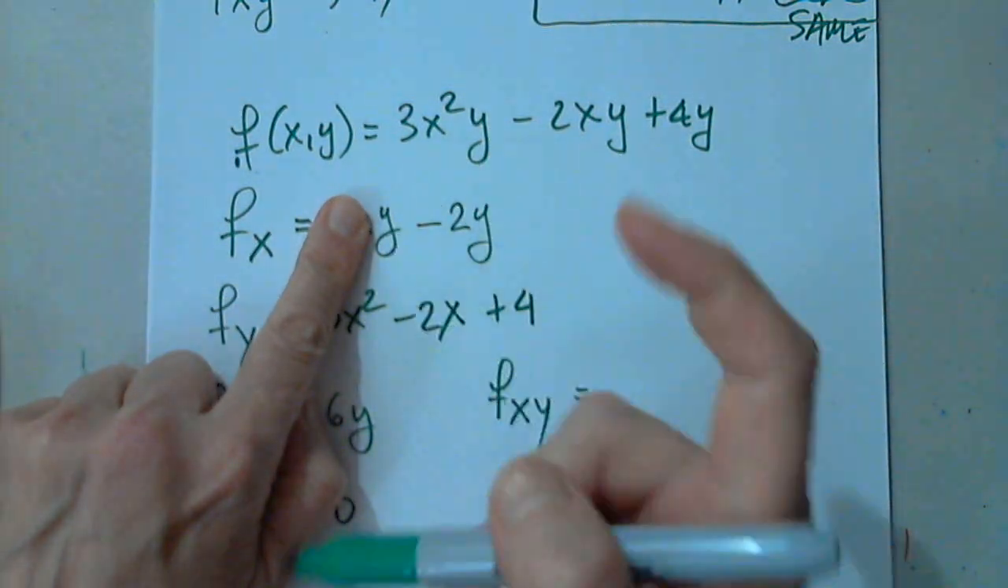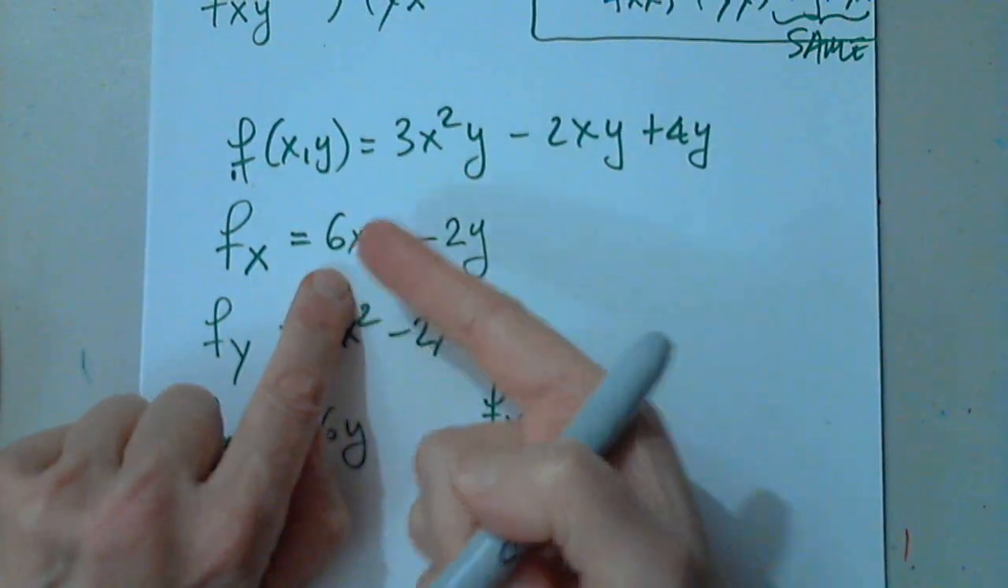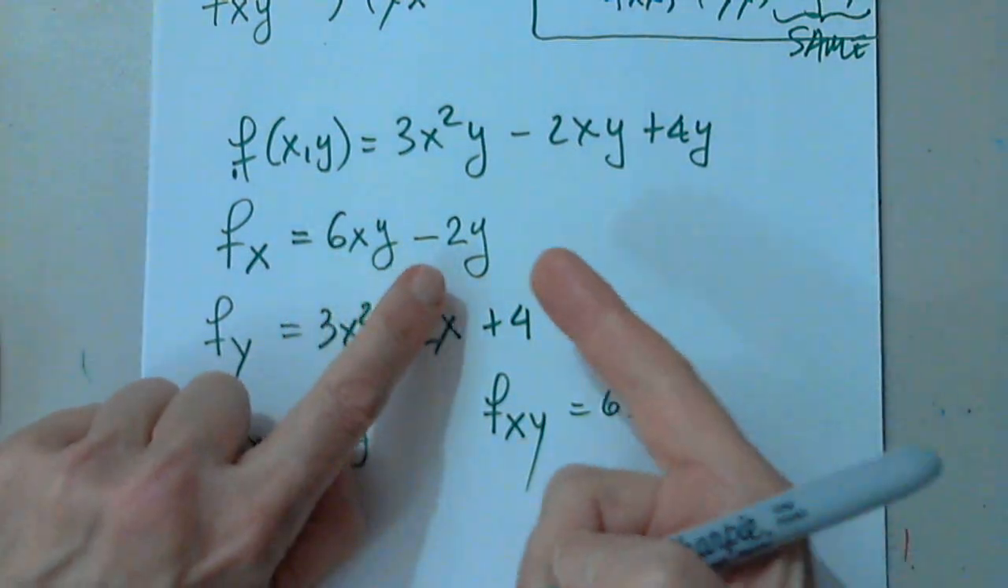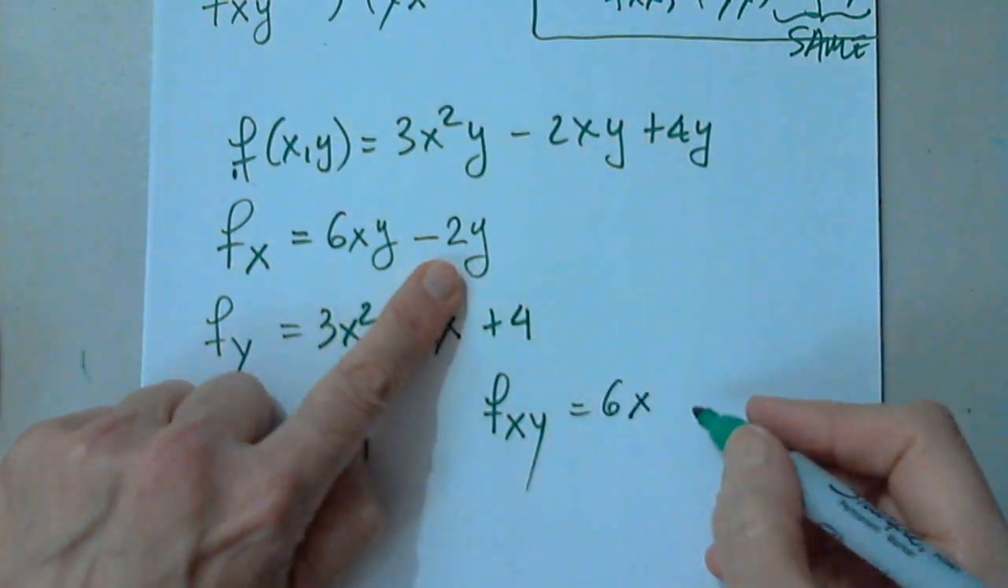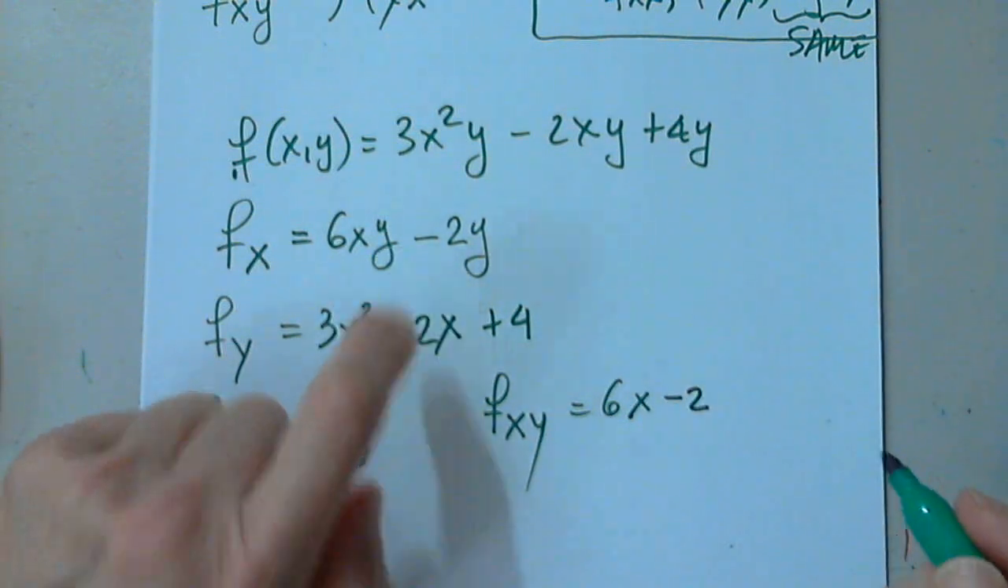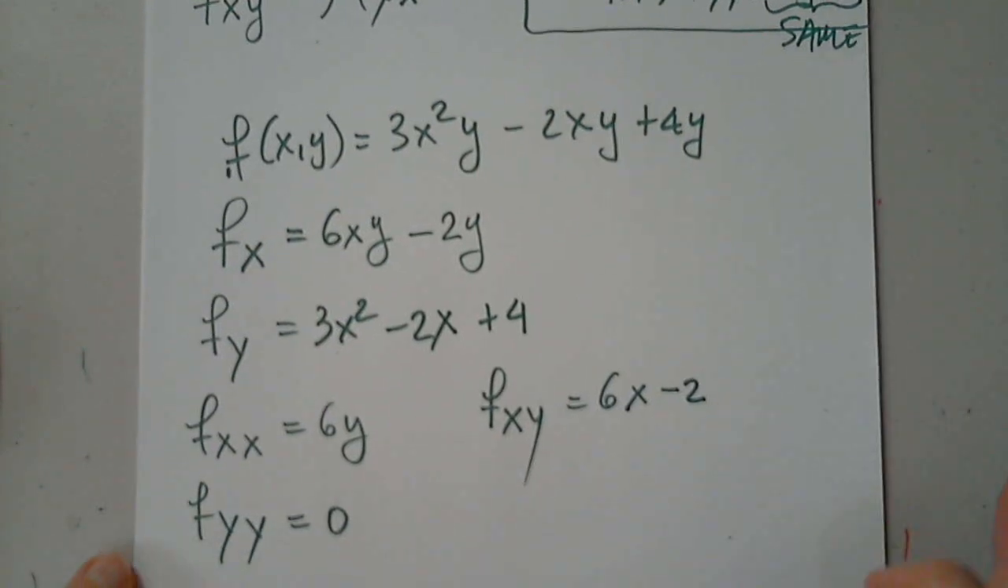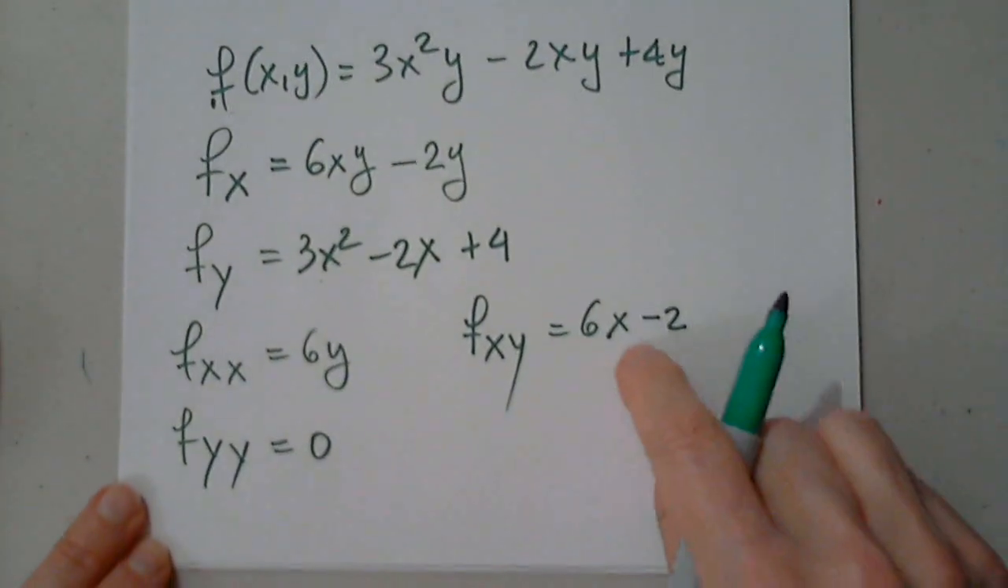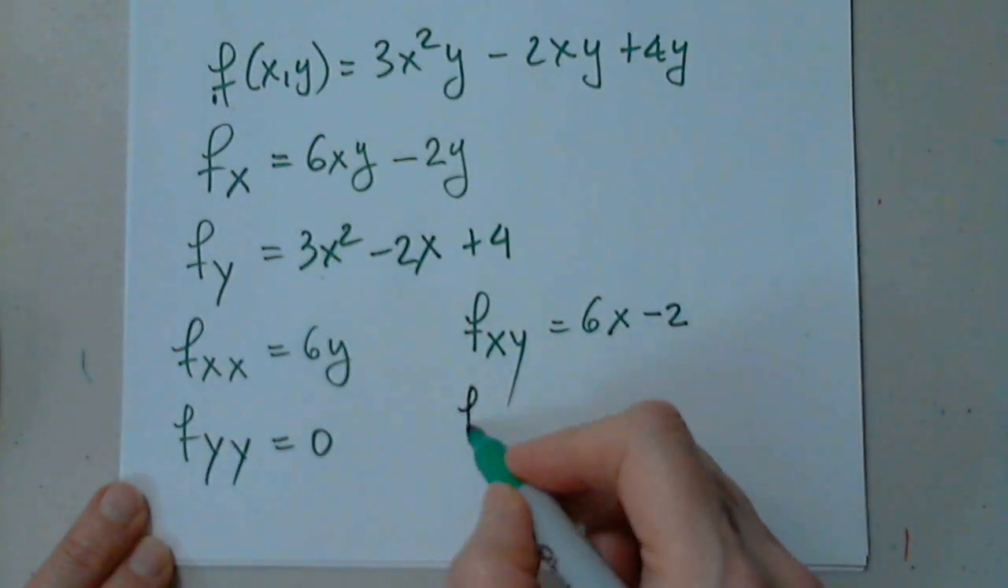When I differentiate y, I get 1. So I have 6x. When I differentiate this with respect to y, what do I get? -2. That's it. Good. So one more, which has to be identical with this.